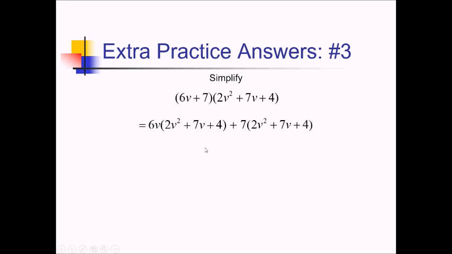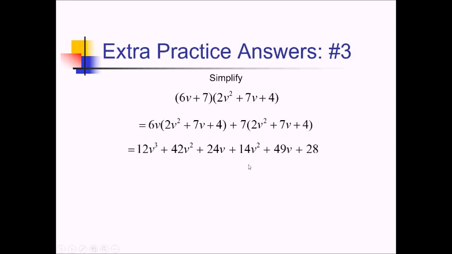Now I'm just going to use the distributive property on each of these. So we have 6v times 2v squared becomes 12, and then we have a v times v squared giving me a v cubed, because we're doing 1 plus 2 for the exponents. Next, we have 6v times 7v. That's 42v squared. 6v times 4 gives us 24v. And then we have 7 times 2v squared is 14v squared. 7 times 7v is plus 49v. 7 times 4 is 28.